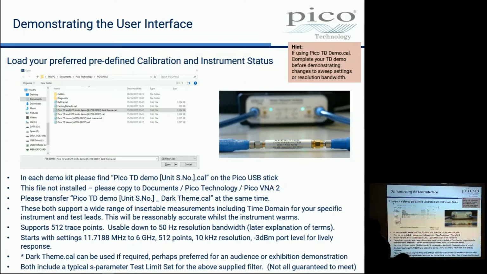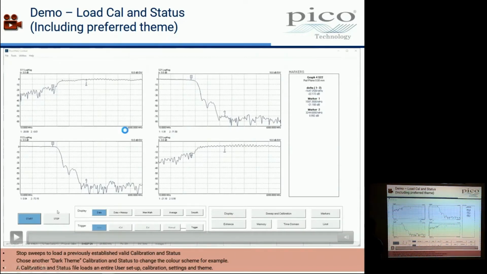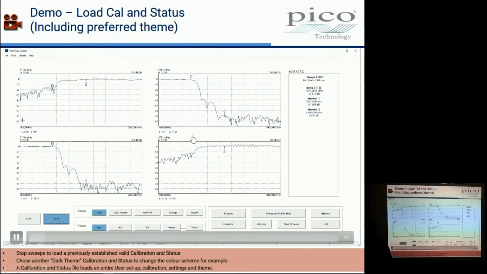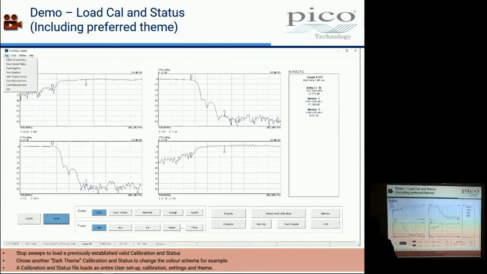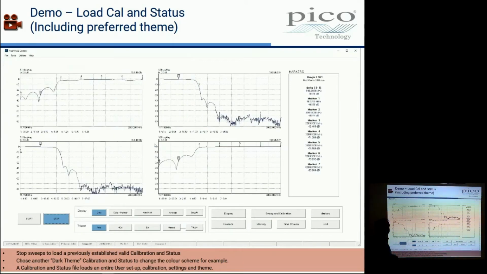Right. So we can see a little demo here of how to do that. So file, load, cal and status. Having started the software, I'm choosing one of those two files and I'm starting the sweep there. So I'm up and running straight away. I think it's going to choose the other one.